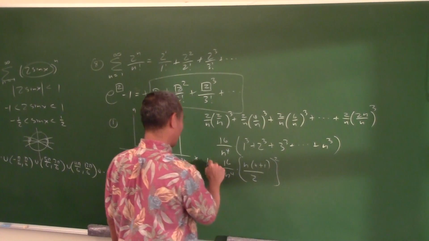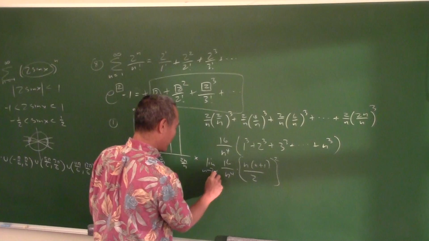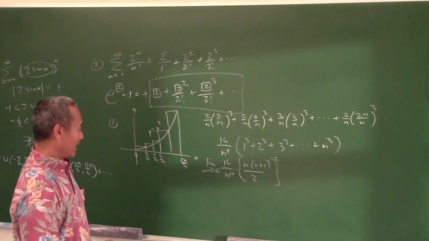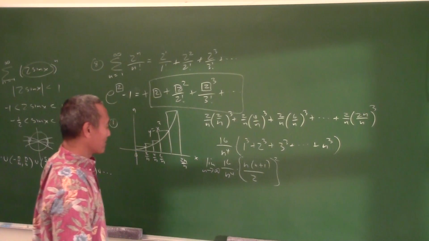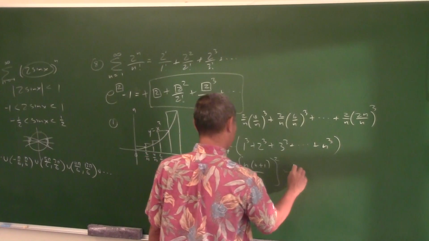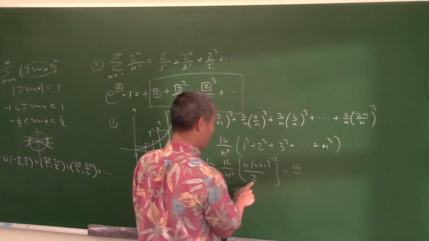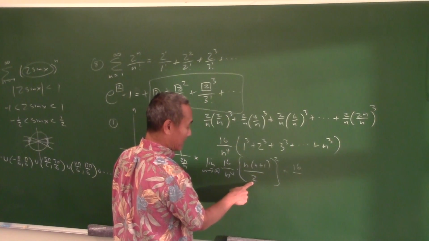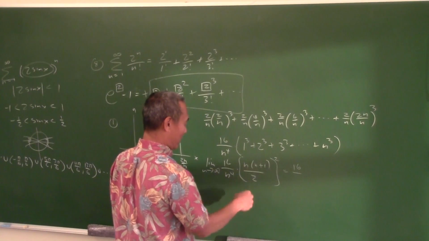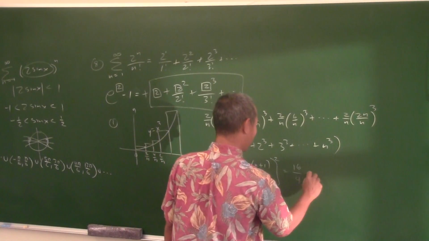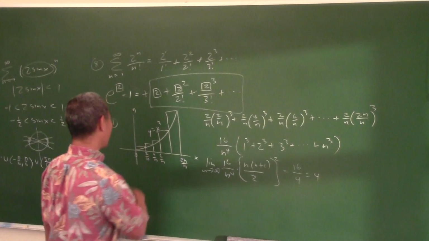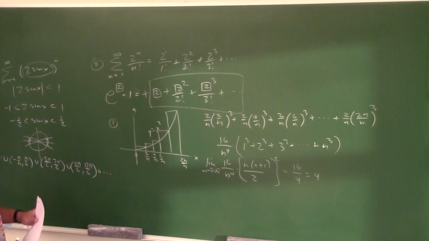And then we want to take the limit as n approaches infinity to get the exact area. And again, if the degree of the top and the bottom are the same, you look at the coefficient, so that would be 16 over 2 squared now. A lot of you make the mistake of thinking that's just 2, but that's 2 squared. So that would be 4. So the exact area of that region is 4.